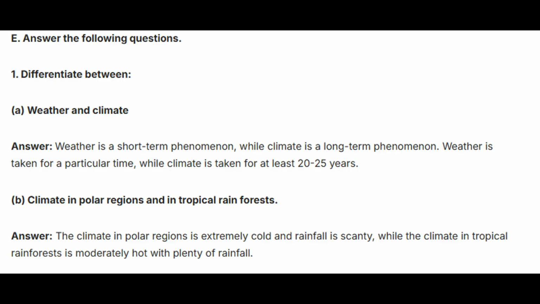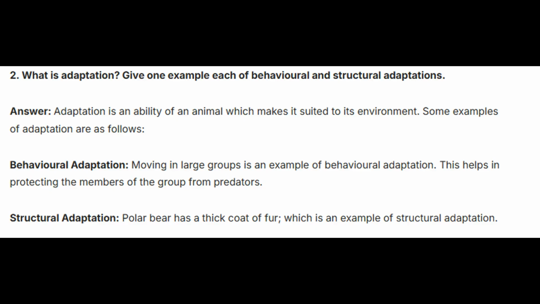B. Climate in polar regions and in tropical rainforest. Answer. The climate in polar regions is extremely cold and rainfall is scanty, while the climate in tropical rainforest is moderately hot with plenty of rainfall. Second, what is adaptation? Give one example each of behavioral and structural adaptations.